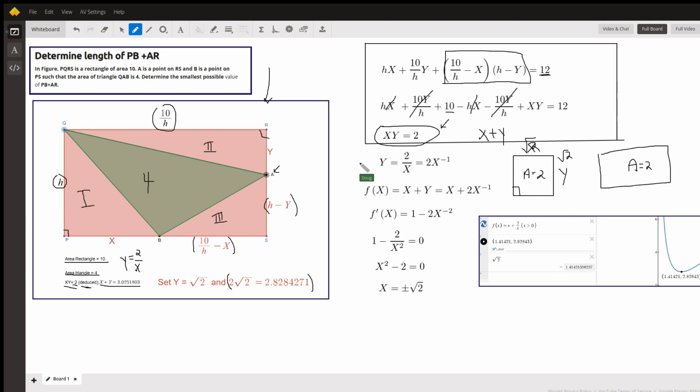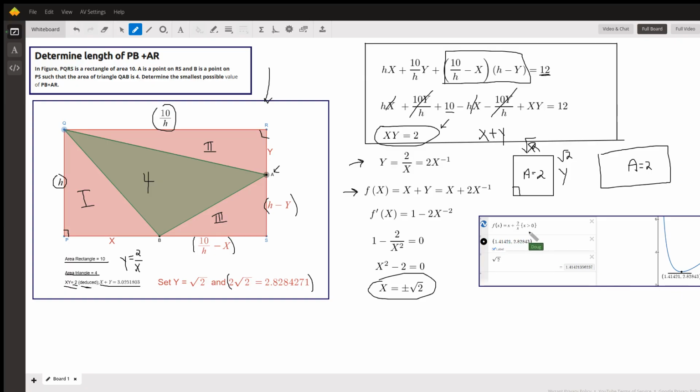If you want to use calculus, here's the function we're trying to minimize. f of x equals x plus y, but we know that y is equal to 2 over x, which is 2 times x to the minus 1. Take the derivative, set the derivative equal to 0. You've got these critical numbers. You could apply the first derivative test to show that plus square root of 2 gives you a minimum value for x plus y. And here's proof right here.